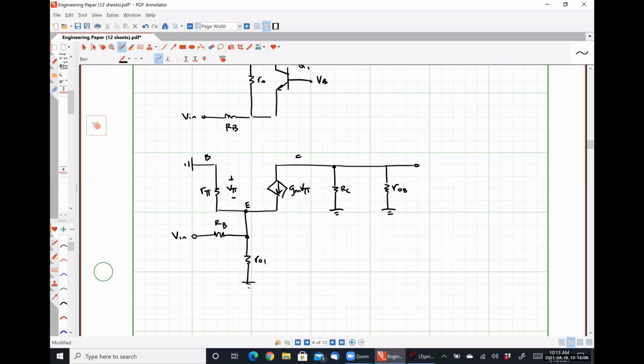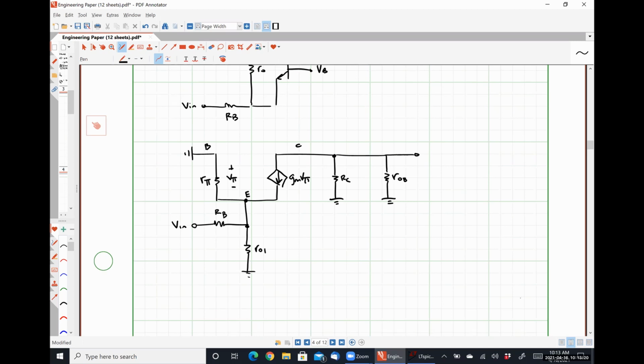Pardon? All right, short circuit transconductance, more straightforward. All right, so we will go that route.